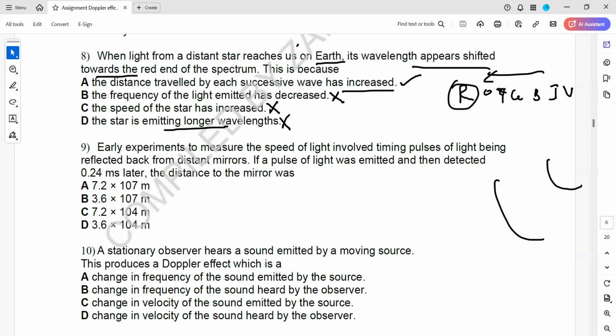Is it clear? So remember, the frequency which is emitted will not change. It's the received one that will change.